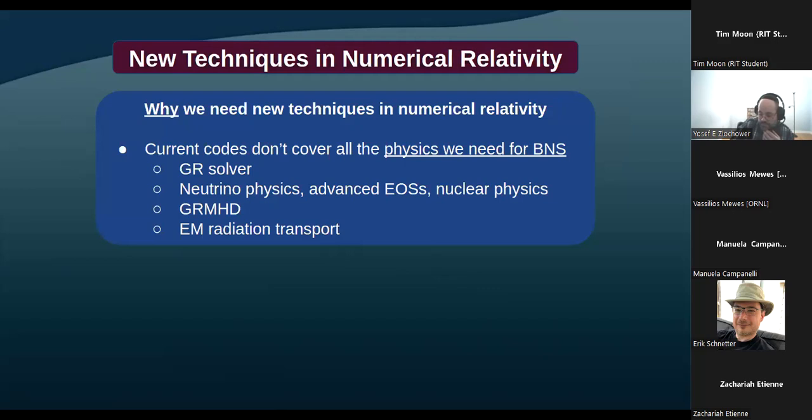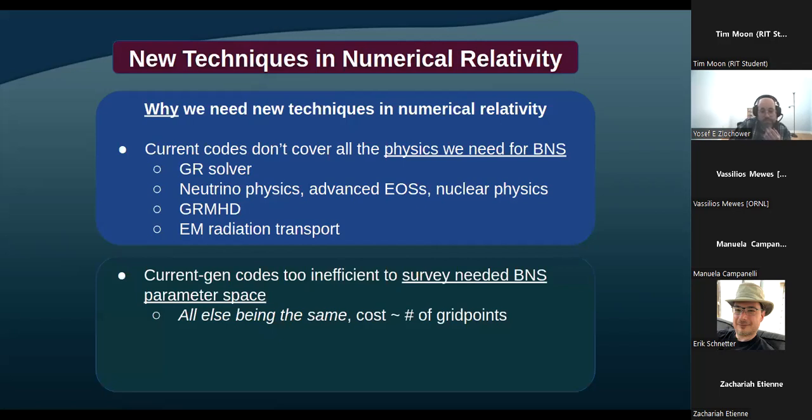GRMHD: in almost all numeric relativity simulations of binary neutron stars, we are under-resolving the magnetic turbulence. That's a key feature in these mergers proper. And then electromagnetic radiation transport, self-consistent EM radiation, which is, of course, another of the messengers. We don't have it yet.